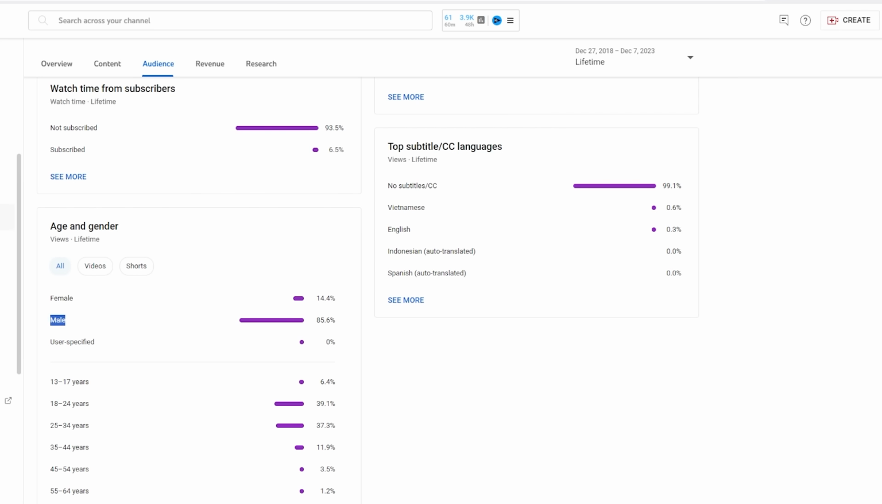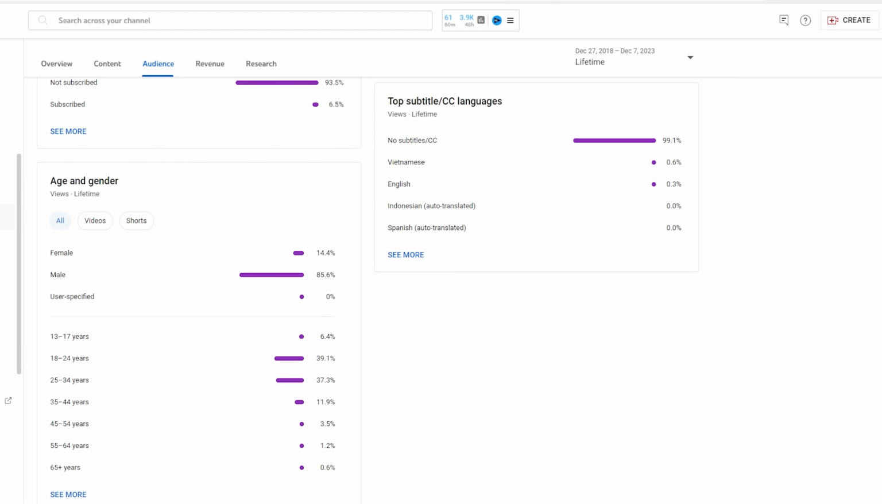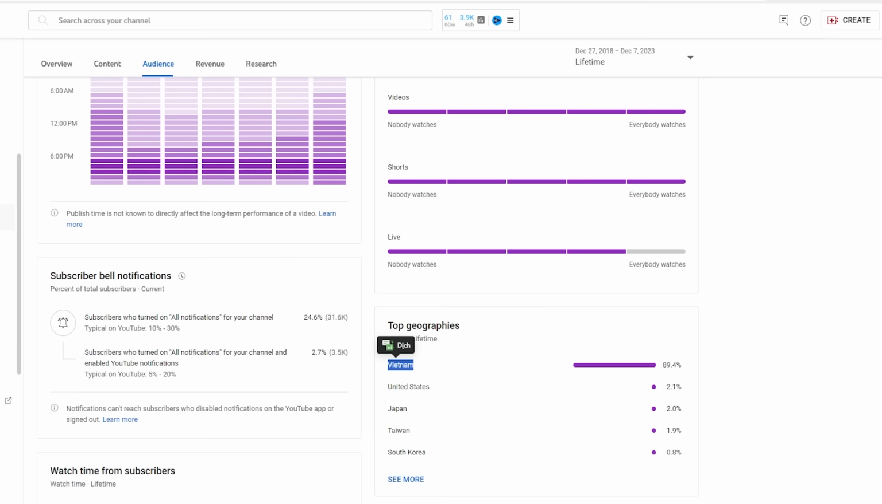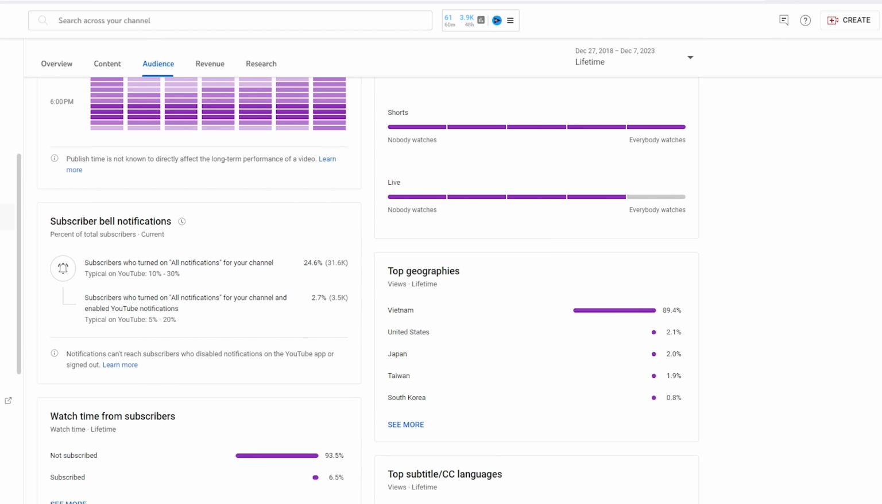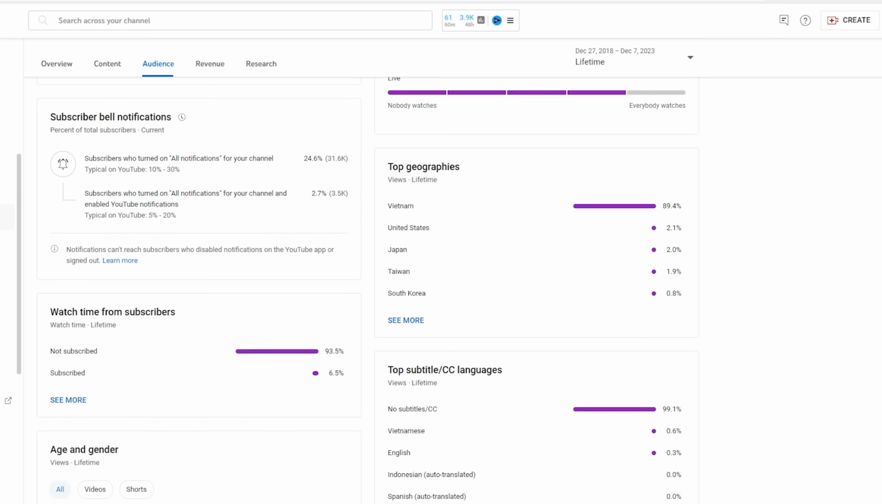And the channel is male dominant with 85% compared to female with 14.4%. Oh, the audience of the channel is too young, so that's why the RPM is so low. And revenue, how much money for 1,000 views?